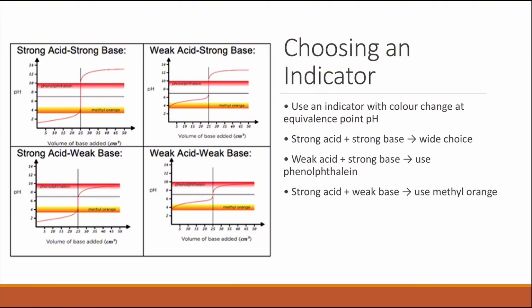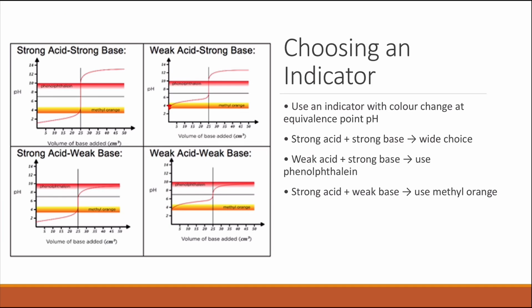So we have two indicators. The first one is methyl orange, and methyl orange usually changes its color between 3.5 and 4.5. So if we have the end point, or the vertical line, passing through 3.5 and 4.5, we can use methyl orange as an indicator. Otherwise, the indicator will change its color before the endpoint or after the endpoint.